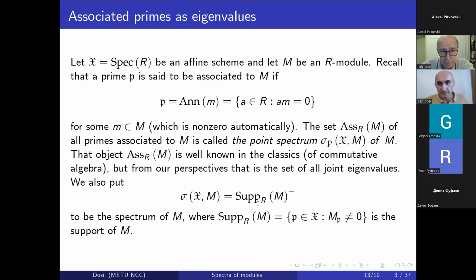Next, we're going to take the support. Support of the module means the set of all primes whose localization at P is non-zero. You're localizing with respect to the complement of P, making those elements invertible in actions over M. That's called support. You take the closure in this scheme, in this topological space X. That's called spectrum. Again, this is our notation, the spectrum of M over the scheme. That's elementary stuff from commutative algebra.